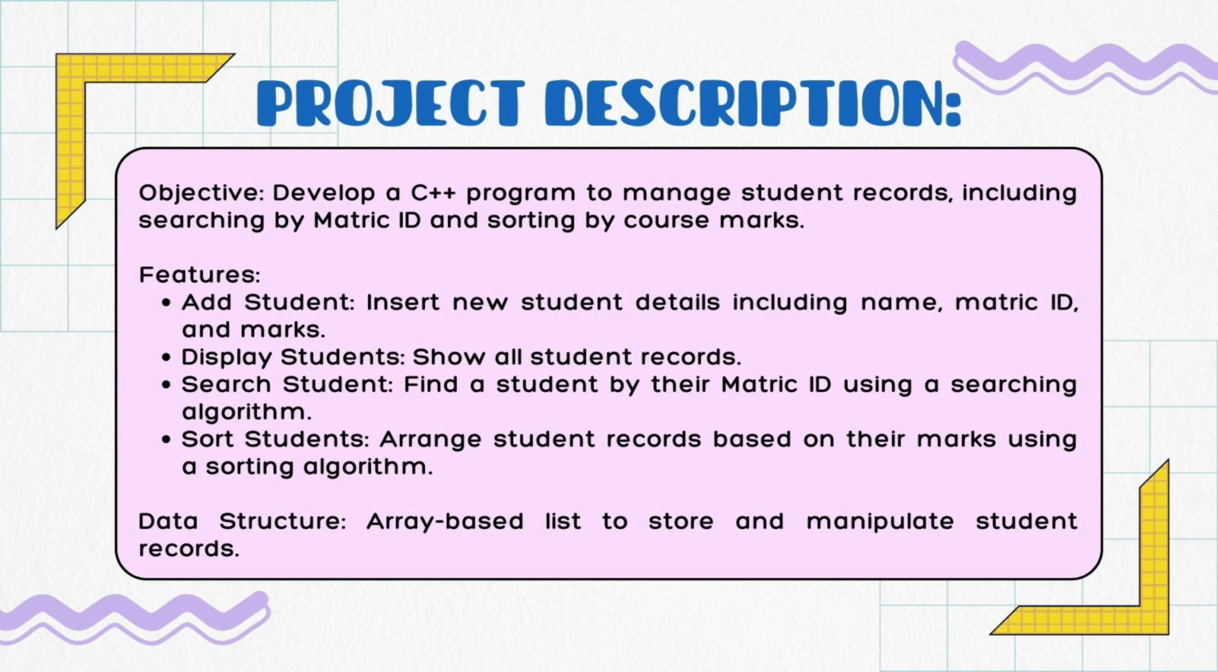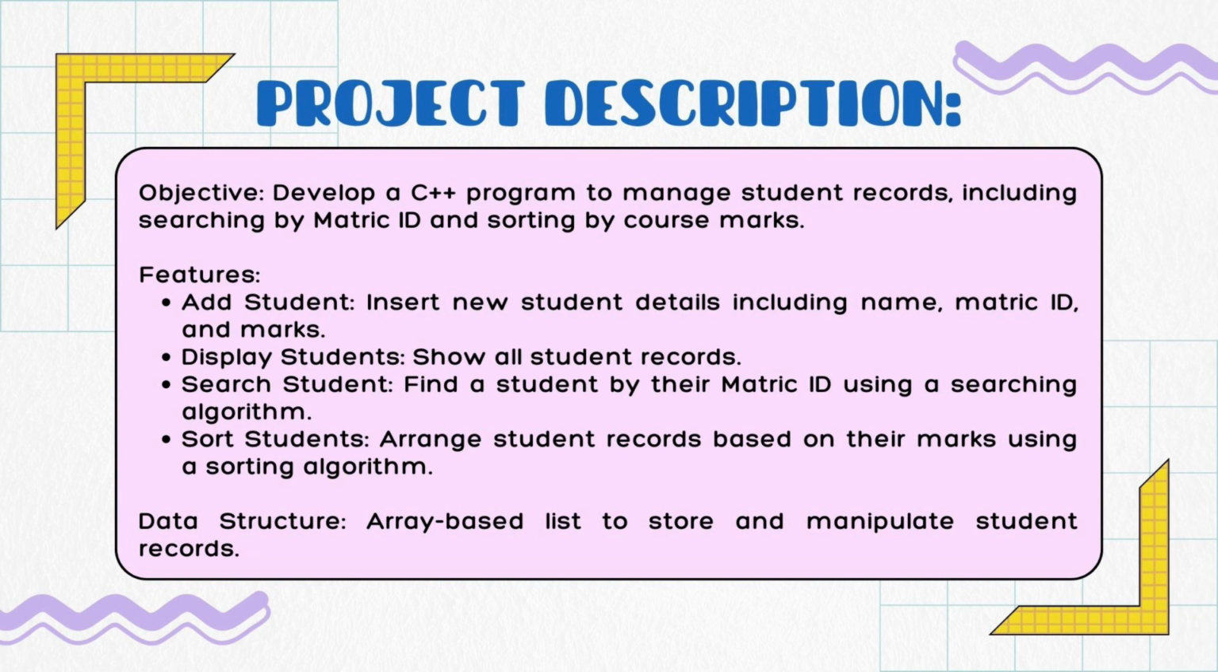So for the project description, the objective of this project is to develop a C++ program to manage student records, including searching by metric ID and sorting by course mark. Features. First, add student. This feature enables user to add new student information to the system. User will be prompted to enter details such as student name, metric ID and their course mark.